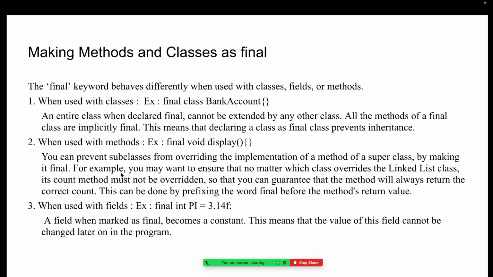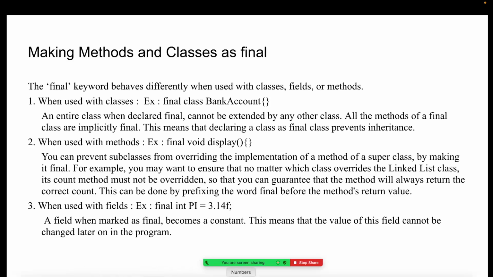But understand that when you make any method final, you are preventing that particular method from being overridden, such that the behavior of the method in the parent class cannot be overridden by the same method signature in the child class. So that is preventing method overriding. Now when you mark any variable as final, it basically becomes a constant. What I mean by constant is that the value cannot be changed.